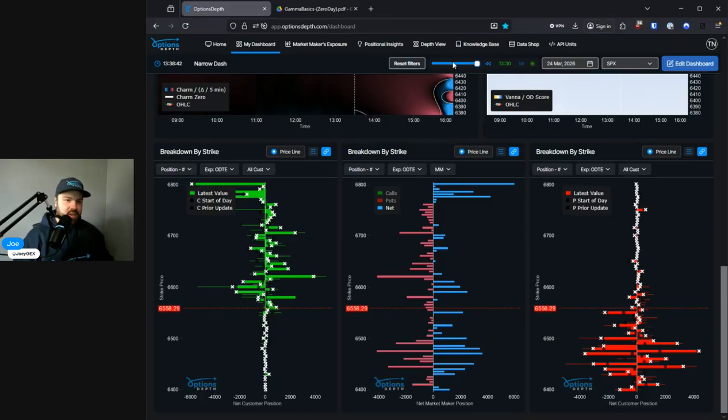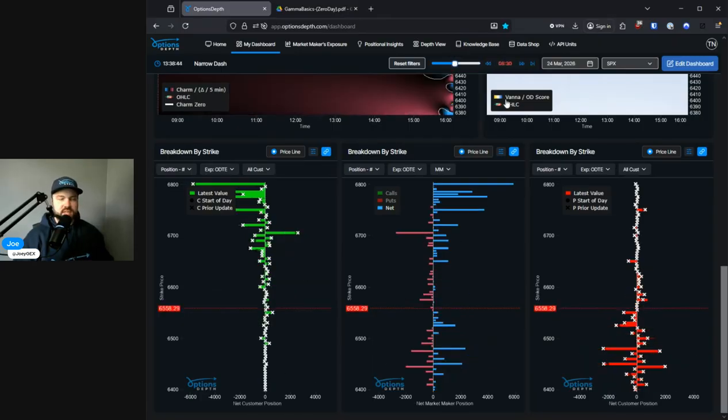So if I go here and we talk about how positioning is really light, this is just the way that I interpret the data and how I use it for potential trades. But this is light, like I said.